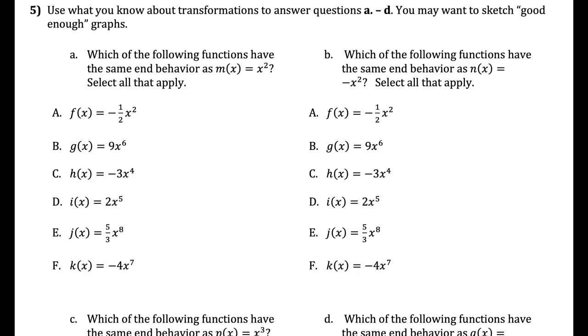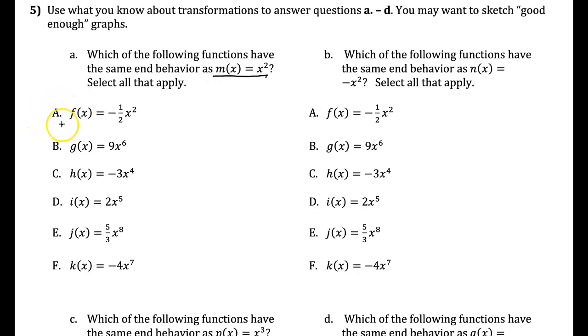Okay, let's continue exploring polynomial functions, which again are comprised of power functions of x. And we're going to really be exploring the end behavior and what happens at the end behavior. So in 5a, we are looking at this function x squared. M of x is x squared.